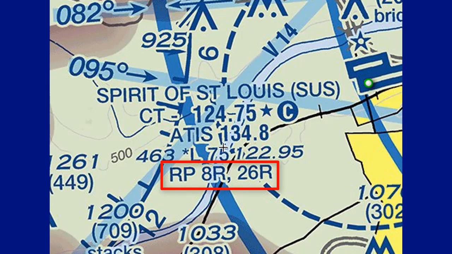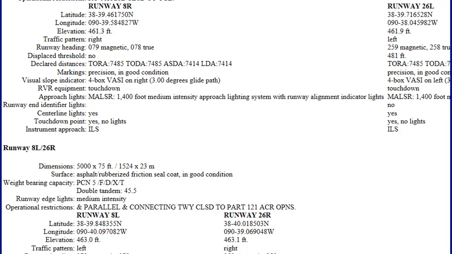Notice on the sectional chart that the Spirit of St. Louis Airport has the right pattern of runways 8 right and 26 right. This corresponds with what you see on airnav.com, as you can see here.